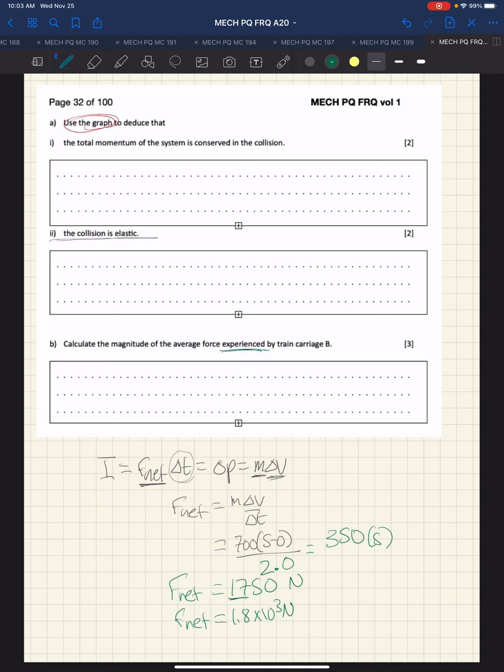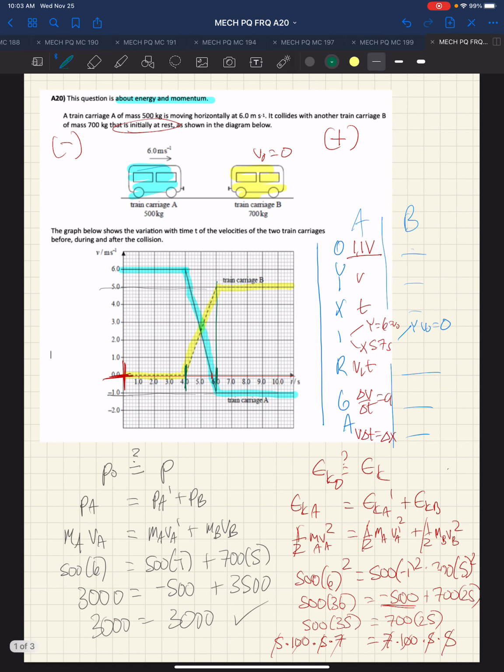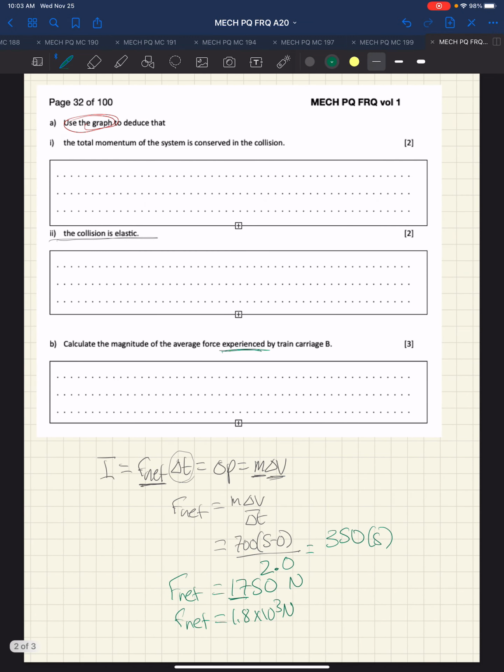Train carriage B, we could check the sign on that as well, but train carriage B ended up having a positive velocity, so the force on it was positive. So the average force it experienced is positive. And so we can leave it as that. And that is how we do question A20.